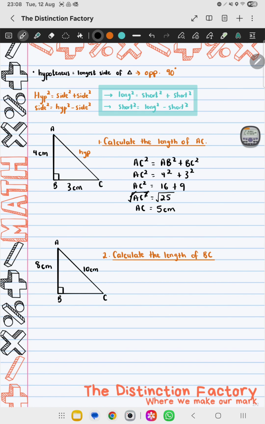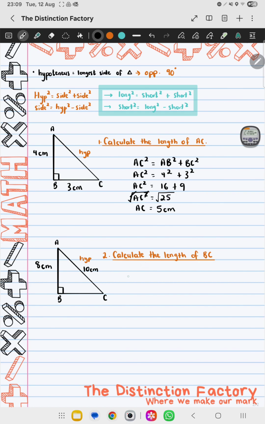Then we can go on to our second question, calculate the length of BC. So BC in this case, let us figure out if it is the hypotenuse of our triangle or not. Pointing our 90 degree towards AC, that means that AC is our hypotenuse. And since we're not solving for that value, that means that we are solving for another side of our triangle. And that means that we are going to be using our second formula.